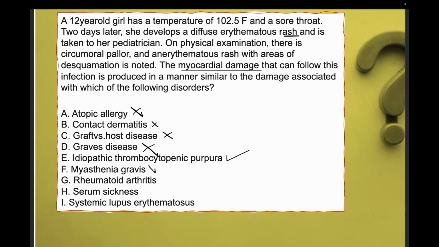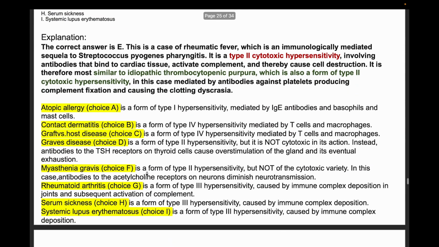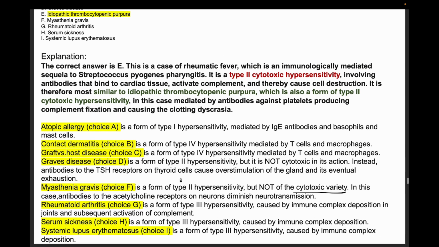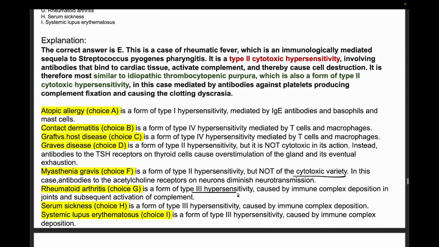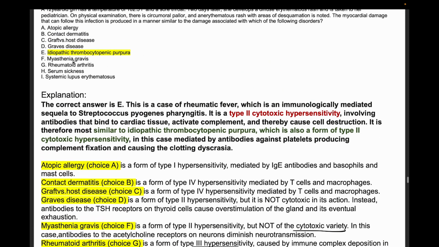Myasthenia gravis is wrong. I think we should know it. It's type 2 hypersensitivity, but the same thing as for Graves disease: not the cytotoxic variety. Antibodies basically attach to the acetylcholine receptor. Okay. Rheumatoid arthritis, wrong. It's a type 3 hypersensitivity. Serum sickness, type 3 hypersensitivity. Systemic lupus erythematosus, type 3 hypersensitivity. So the right answer is idiopathic thrombocytopenic purpura. God willing, that is clear.